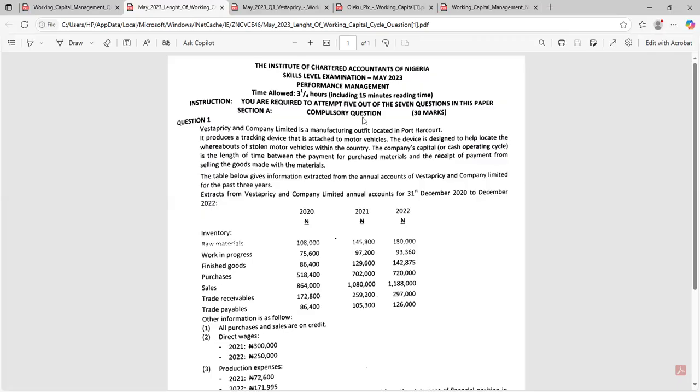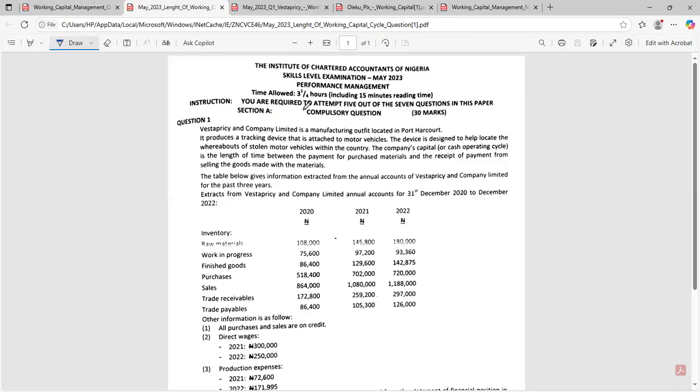Now, if you are doing working capital management at PM level, it is quite easier than when you are doing working capital management at FM level. So at FM level, if you're solving 5 questions for PM just to know working capital, you should solve at least 7 to 8 questions for FM to understand working capital.